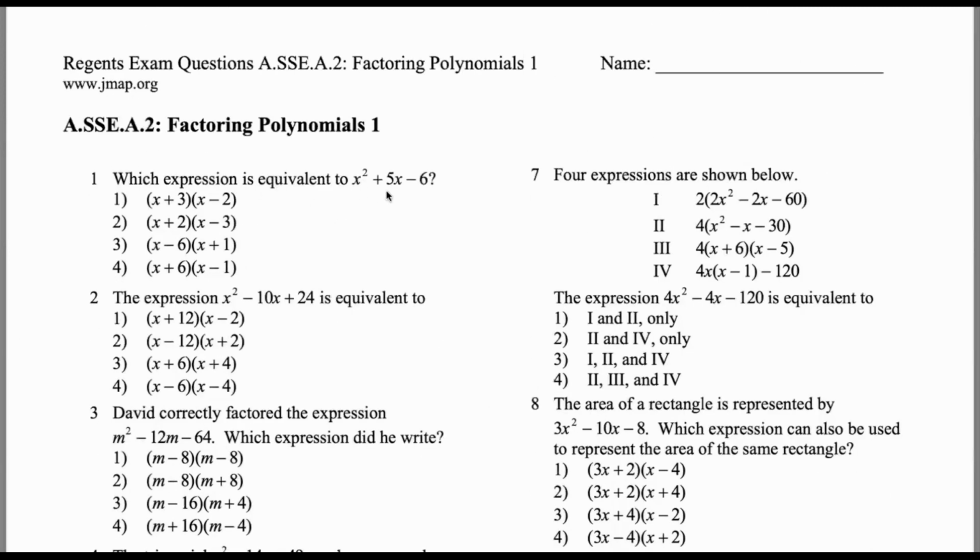So taking a look at question number 1 here, you can tell that this is a trinomial. So we're going to use the trinomial factoring method. You ask yourself, what two numbers, when you multiply, you get x squared? That's x times x. What two numbers, when you multiply, you get -6? So one's going to be positive and one's going to be negative. But when you add, you get +5, right? So 3 plus -2 is 1. 2 plus -3 is -1. -6 plus 1 is -5. And +6 plus -1 is +5. So answer choice 4 is the correct answer.